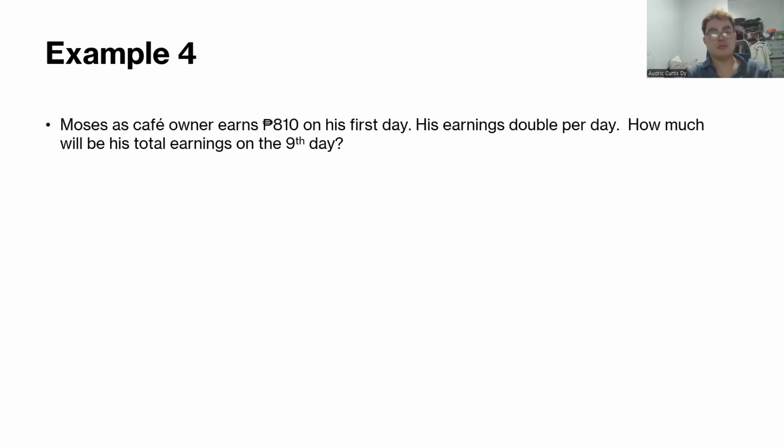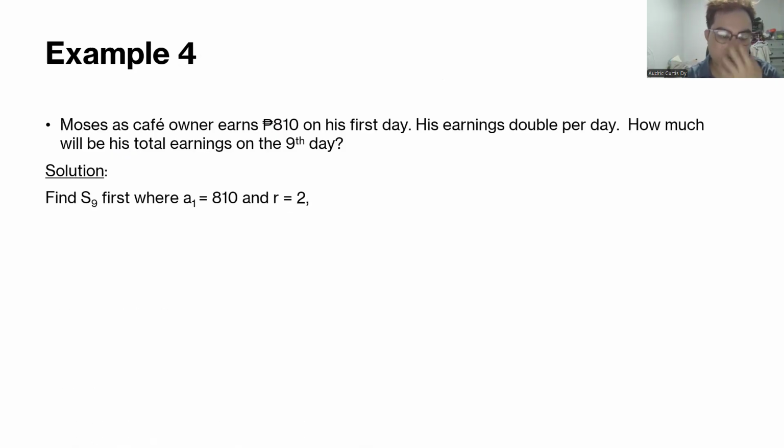Last example. Moses, as a cafe owner, earns 800 pesos on his first day. His earnings double per day. How much will be his total earnings on the ninth day? As we expect, his customers are increasing. So, here are the following given. Our A sub 1, which is the first term, is 810 pesos, and the common ratio is 2. So, we're going to find the sum of the 9 terms.